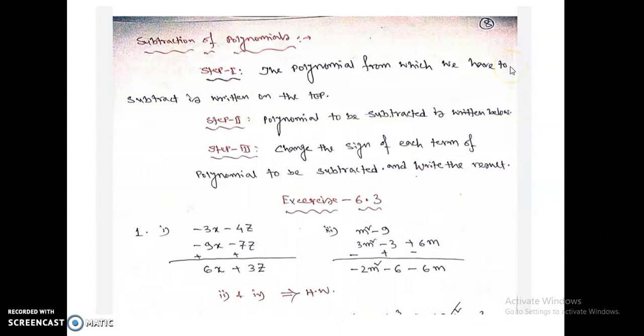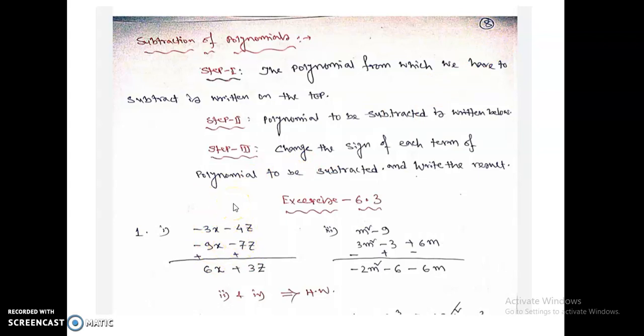Now, how do we subtract polynomials from one another? We will have to go stepwise to learn this concept of subtraction of polynomials. First of all, we will have to arrange the polynomials in the same way as we arranged them in the case of addition. That means the similar kinds of variables will be in the same line.